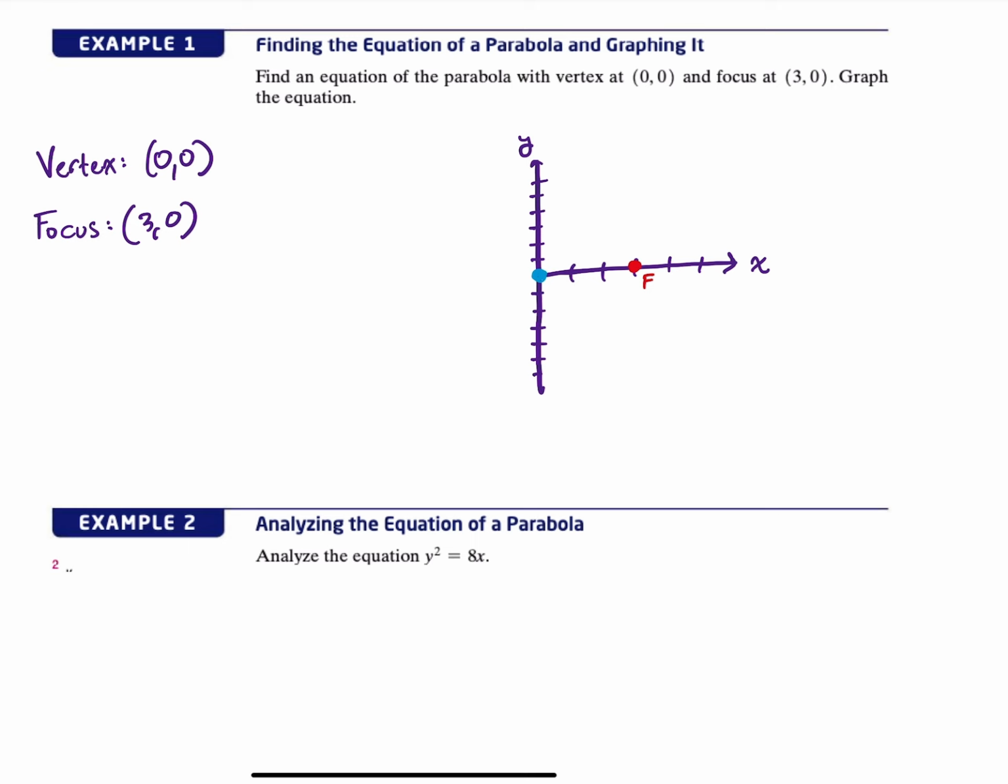So that means this distance from the vertex to the focus is a distance of 3. You can read that from the coordinate point. So that gives us our a value. And this will open to the right. So we should follow that form, y squared equals 4 times a times x. And when it opens to the right like this, we'll take a as a positive number. If it was opening to the left, then our a would be negative 3 instead of positive 3.